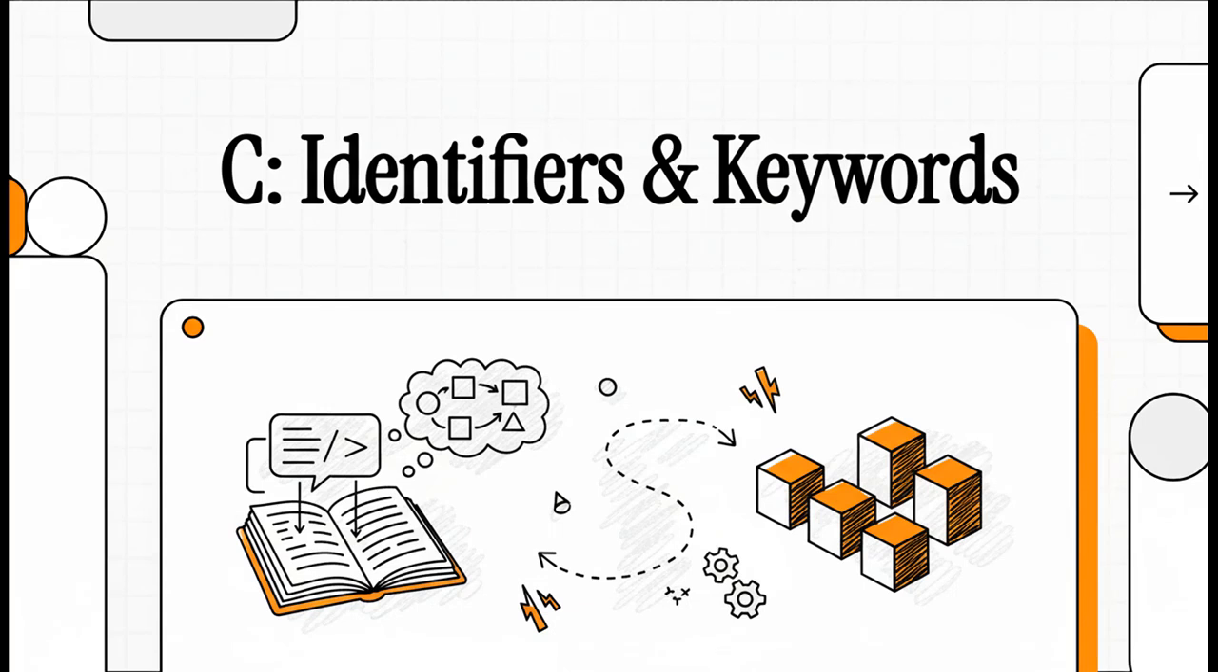Have you ever stopped to think about what the actual words of a programming language are? Well, today, we're going to decode the basic vocabulary of C. We're zeroing in on two concepts you absolutely have to get right: identifiers and keywords.